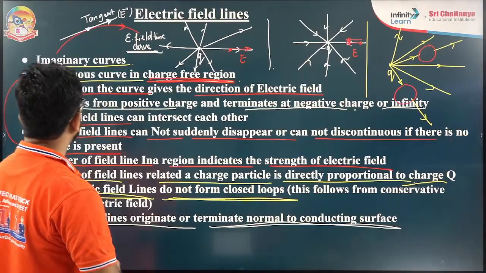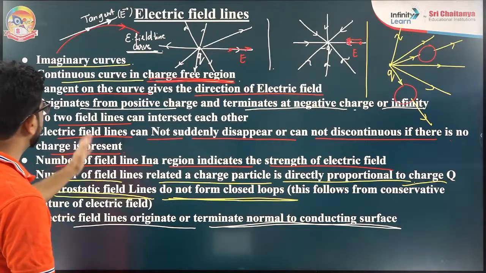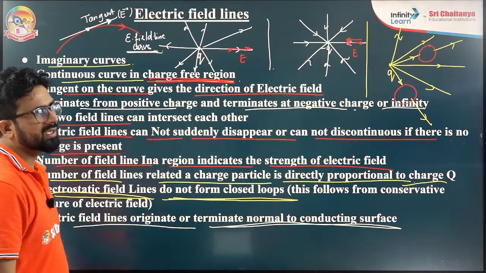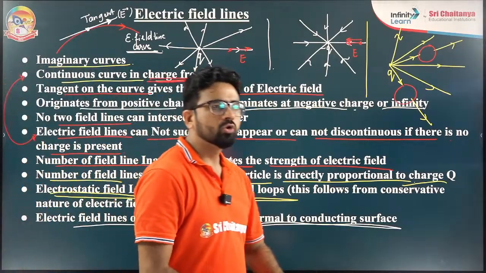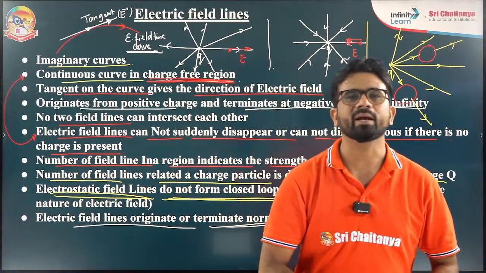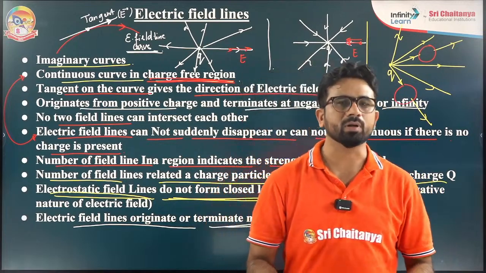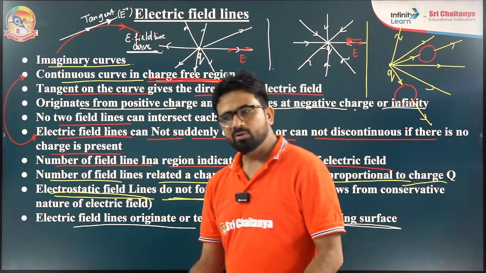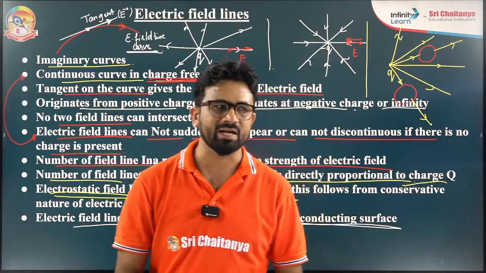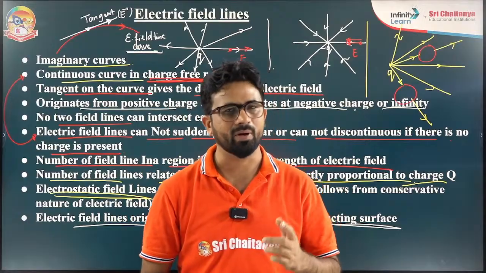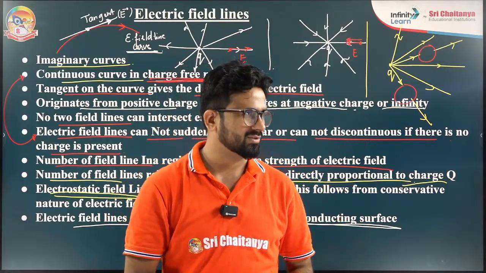That we have seen. Next, no two field lines can intersect each other. Why? Because at the point of intersection, two tangents could be drawn. If two tangents can be drawn, that means there would be two possible directions of the field. That is not possible. The electric field at one point can have only one direction.